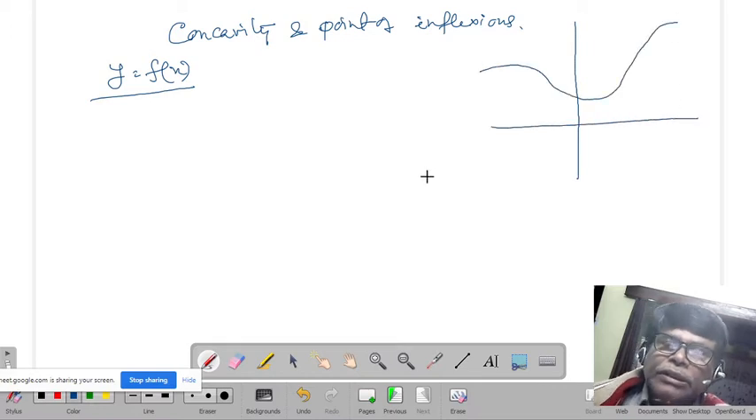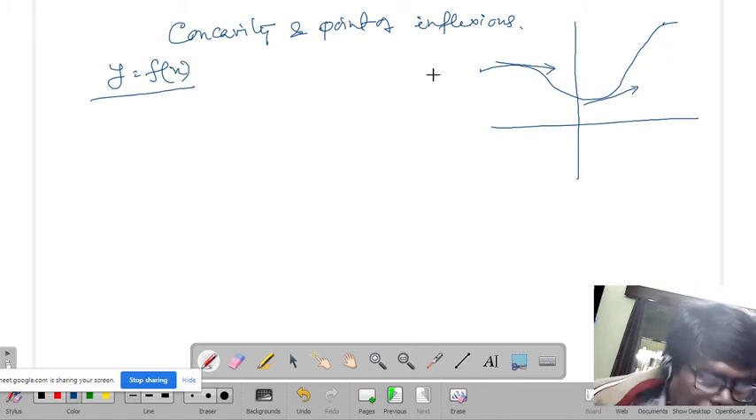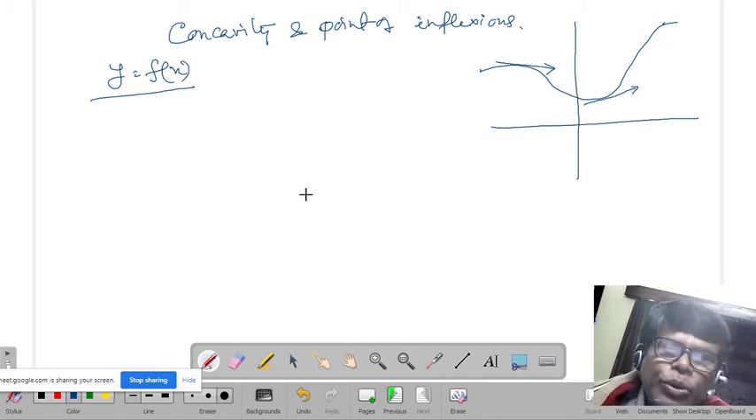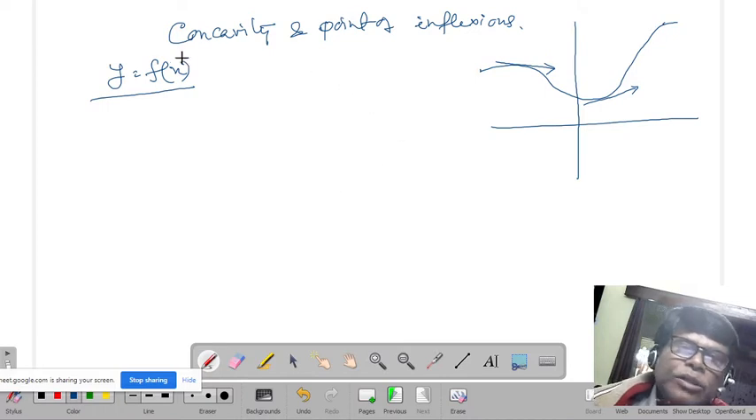But you see the curve changes its direction from moving from here to here. It changes directions. Here it is in this direction, here it is in another direction, and so on. Every time it is changing its direction. How do you understand this concavity and point of inflections? So this will be cleared now.